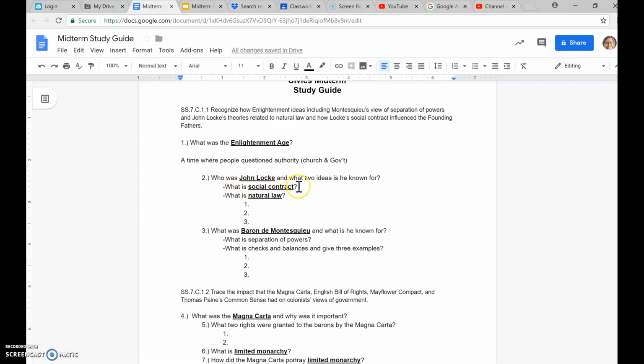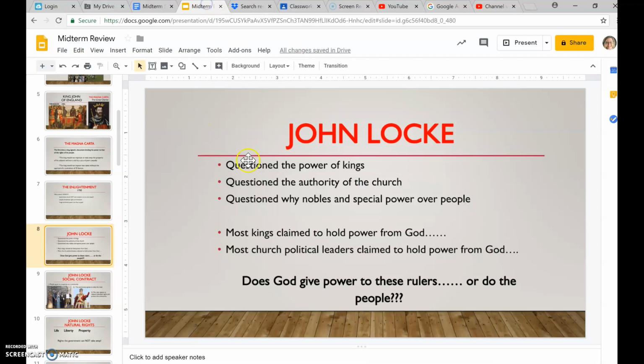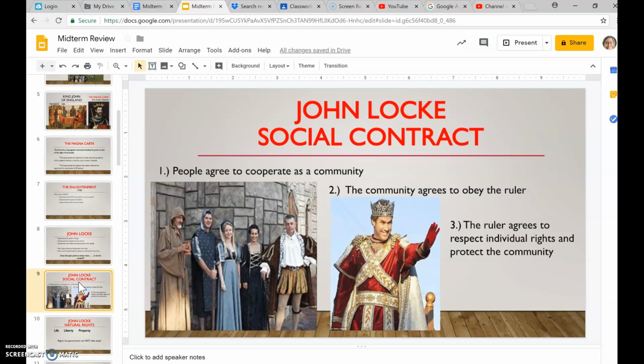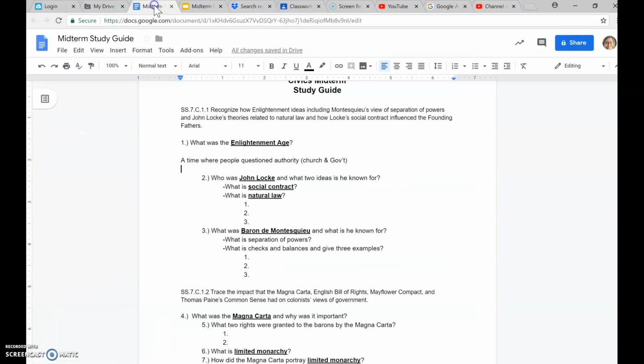All right. Who was John Locke? And what two ideas is he known for? All right, they're right here, guys. So John Locke was known for two ideas. One of those was social contract. So social contract is people agree to cooperate as a community. The community agrees to obey the ruler as long as what? The ruler protects the rights of the people. If the ruler stops protecting the rights of the people, what do the people get to do? Rebel against the king and overtake that government and replace it with a government that will protect their rights. Good job.